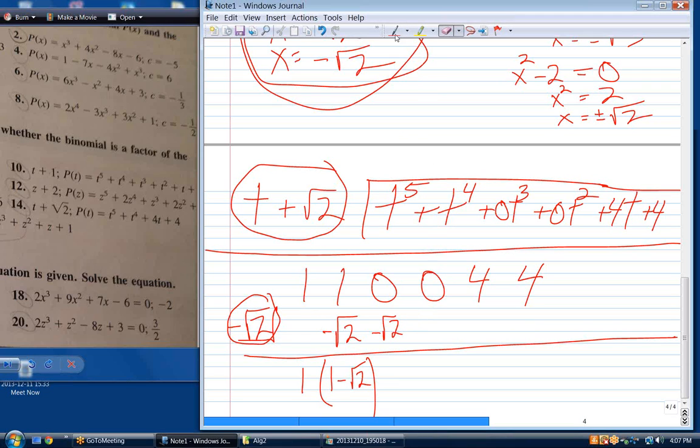Okay. I'm going to put parentheses around these just so that it becomes clear. Okay, and then of course when we add that to 0, we get that. Now multiply that by that.